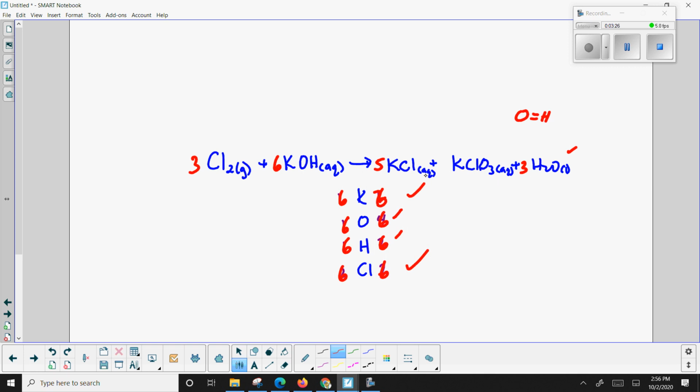So the key was to recognize that the oxygens and hydrogens have to be even on this side over here because we're even on that side.